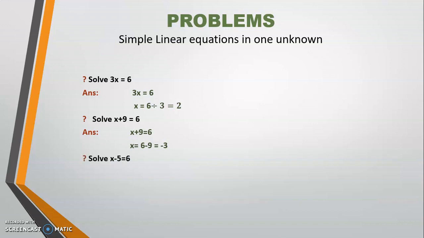RHS. And the third problem is x minus 5 equals 6. It is similar to the second problem. x minus 5 equals 6. To find the value of x, just take the minus 5 to the right side. Then we get x equals 6 plus 5 equals 11. If we take a number from LHS to RHS, its sign changes if it is addition or subtraction.